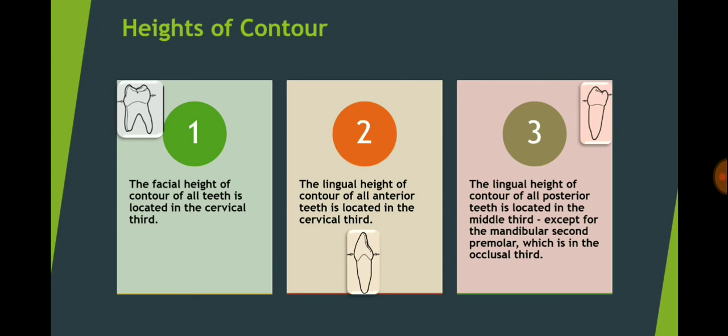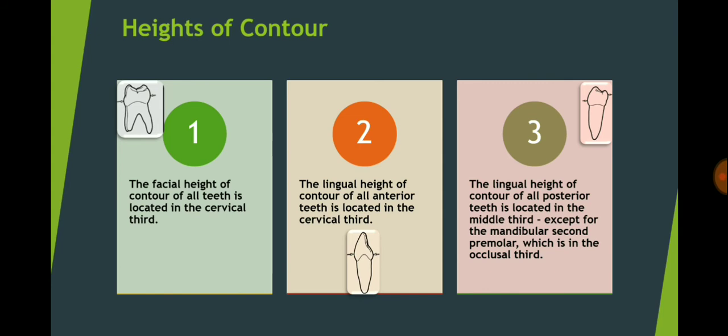The lingual height of contour of all anterior teeth is also located in the cervical third. This is because of the cingulum. Somebody asks, what is the lingual height of contour of tooth number 9? It's in the cervical third. Where is the facial height of contour of tooth number 9? The cervical third, because it's an anterior tooth. Because remember, the facial height of contour of all teeth is in the cervical third, and the lingual height of contour of the anterior teeth is in the cervical third.